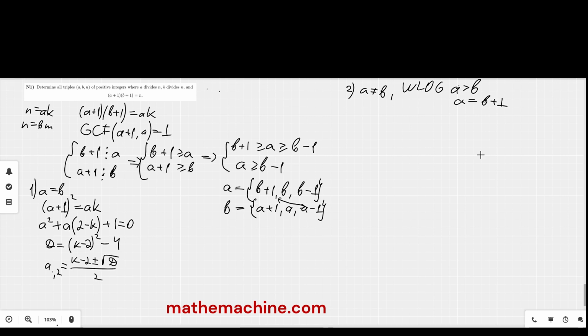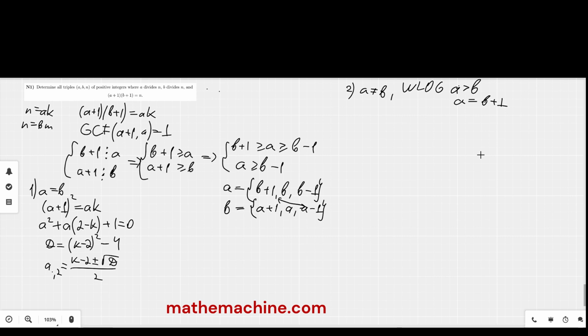And we know A is a positive integer, or natural number, K is a positive integer, the denominator is also a positive integer, so the square root of the discriminant cannot be anything other than a positive integer. And thus the discriminant itself should be the perfect square of some number.